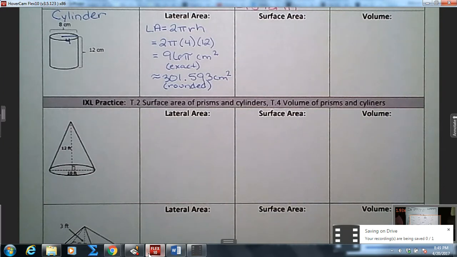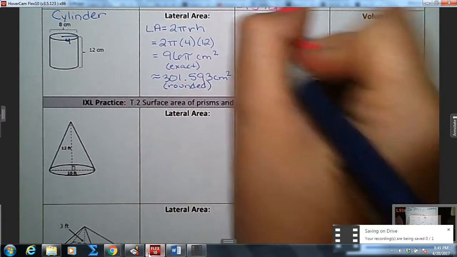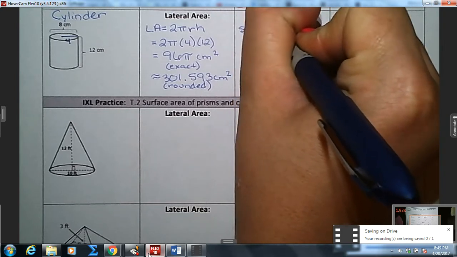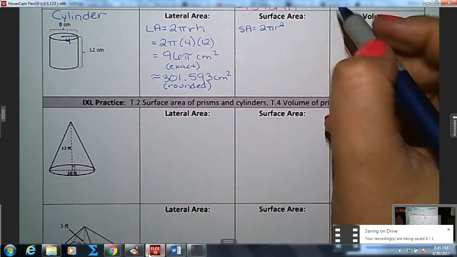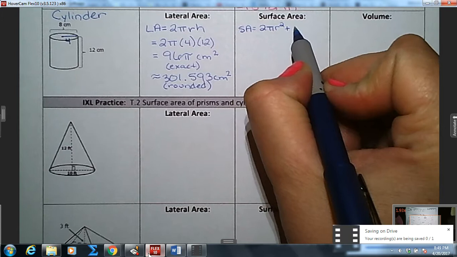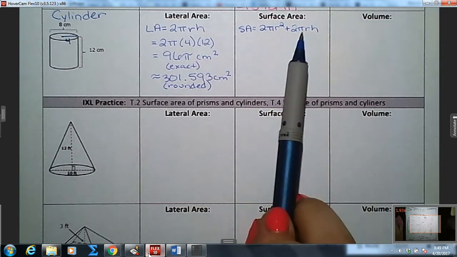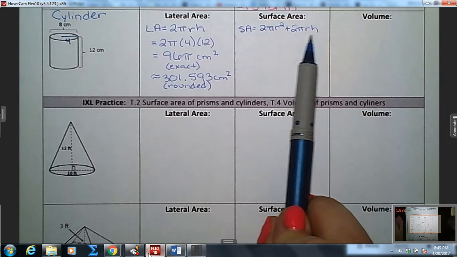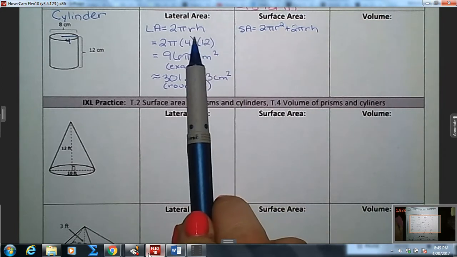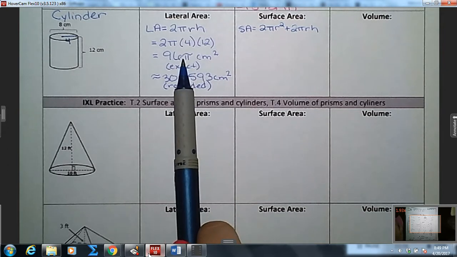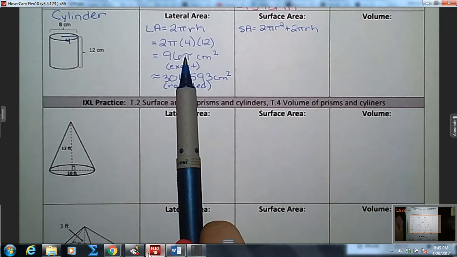Okay, next is the surface area formula. Surface area formula is 2 pi r squared plus 2 pi rh. Now, we just discovered what 2 pi rh is. 2 pi rh is the lateral area. 2 pi rh is 96 pi centimeters squared.